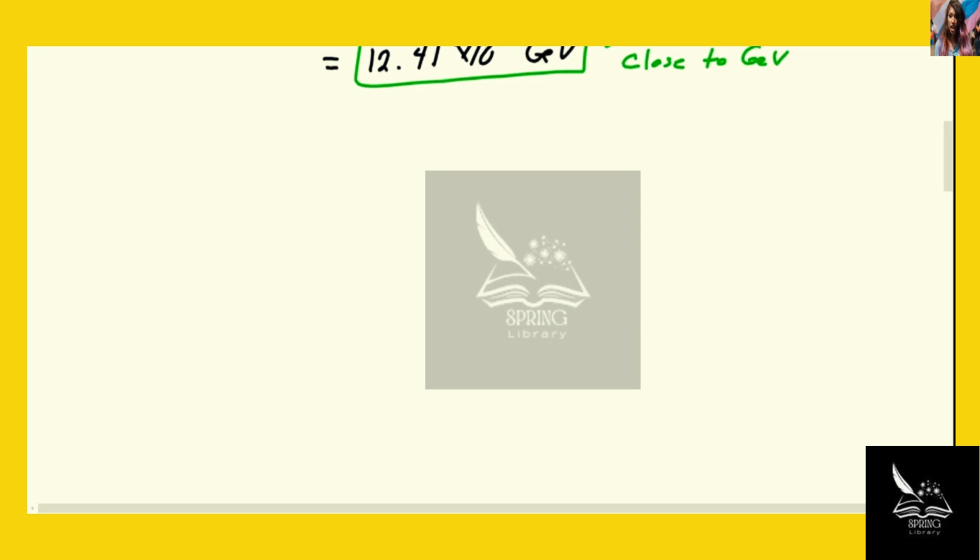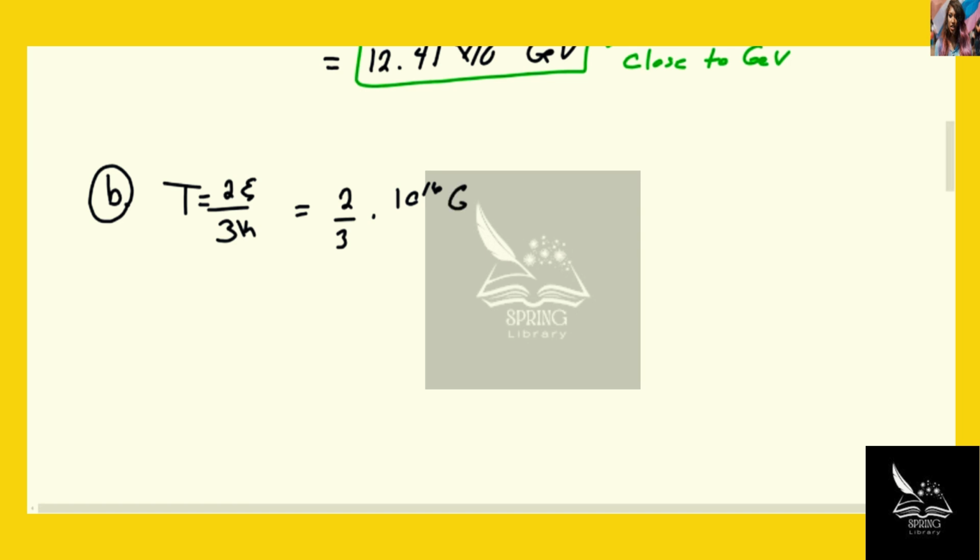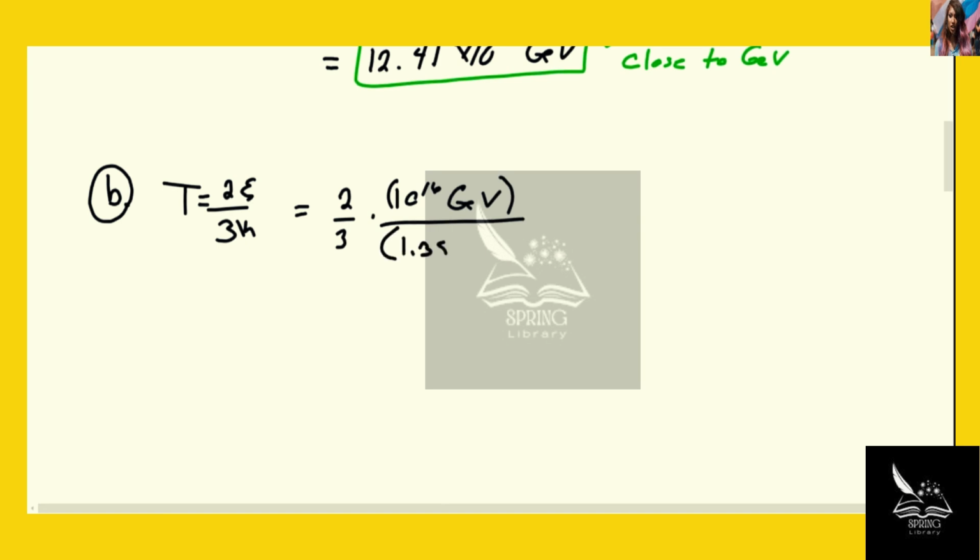And now for B, they wanted the temperature, so we can solve that. We get T equals 2E over 3k kelvins, and so that's 2/3. We get 2/3 times the 10 to the 16 gigavolts times 1.38 times 10 to the negative 23 joules per Kelvin.